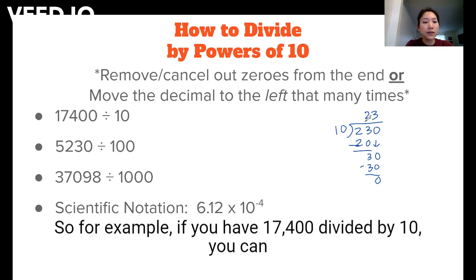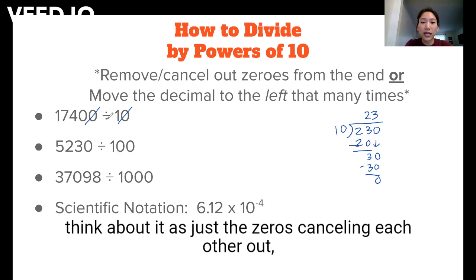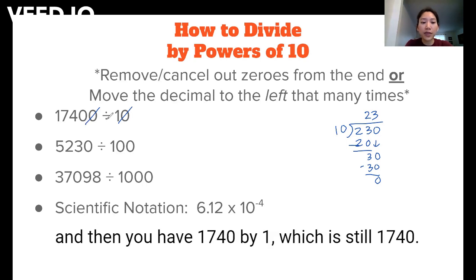And you can essentially do this with any power of 10. So for example, if you have 17,400 divided by 10, you could think about it as just the zeros canceling each other out. And then you have 1,740 divided by 1, which is still 1,740.